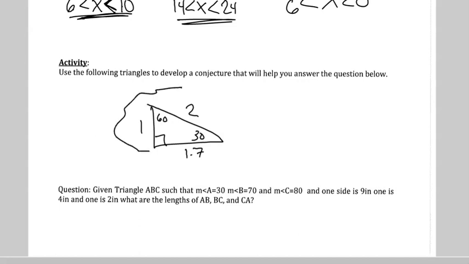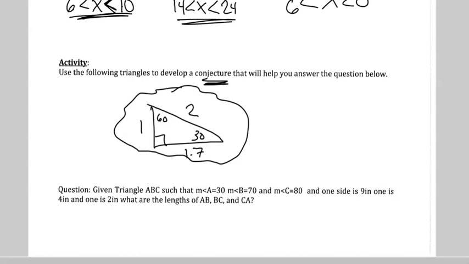What seems to be true? If we're trying to compare the sides and the angles, notice that that's 60, that's 30, and that's 90. And then this one is 1, 2, and 1.7. Don't worry about the actual exact numbers. Try to come up with a conjecture. What do you think is always true?